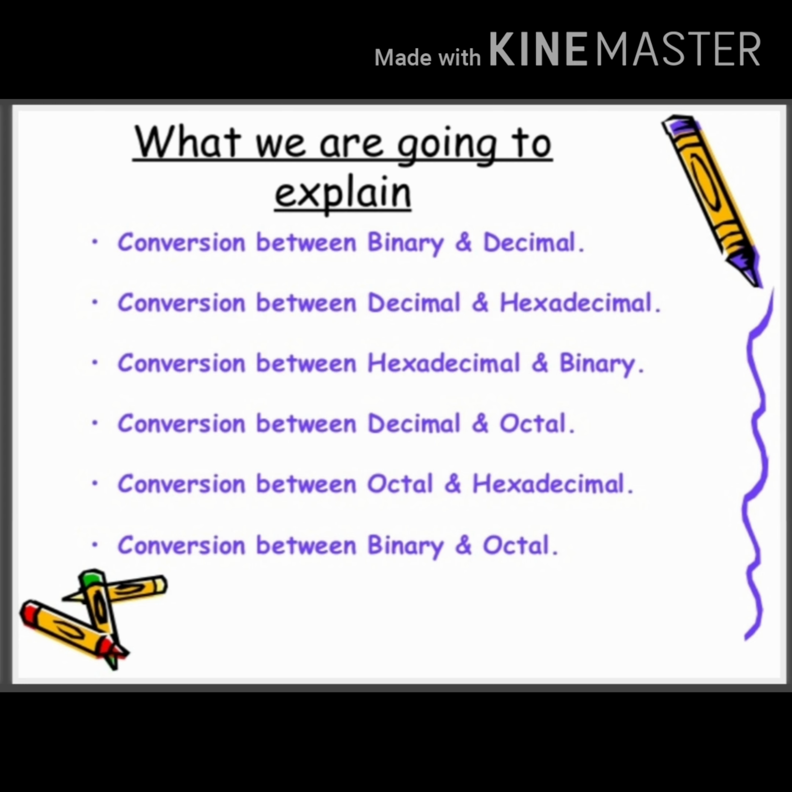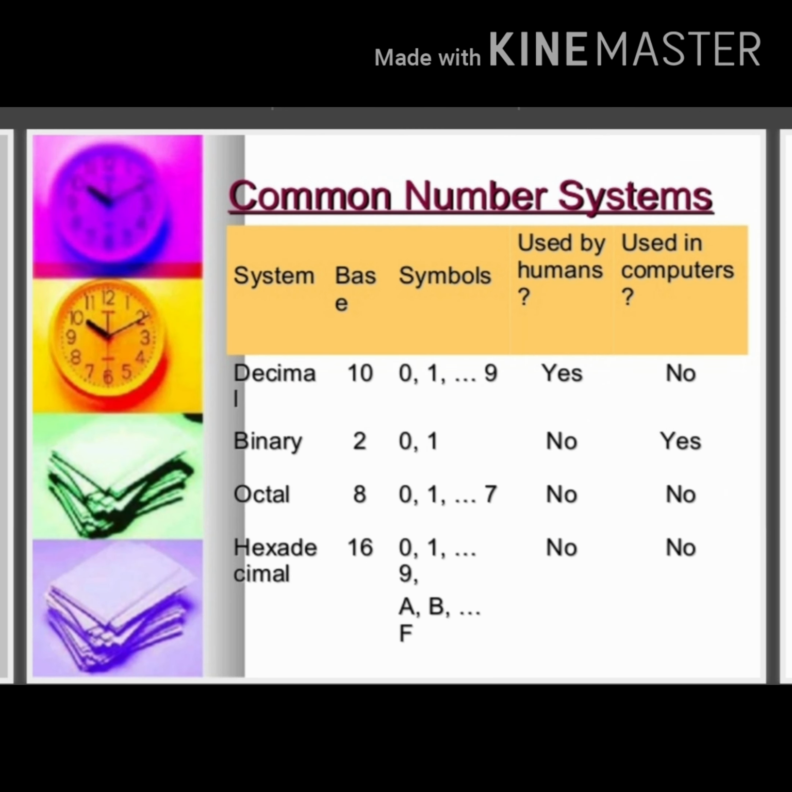So in this way we can explain the different bases of number system. Decimal is not used in computer. Binary number system is used in computer. Octal number system is not used in computer, and involves digits 0 to 7. Hexadecimal involves digits 0 to 9, A to F.